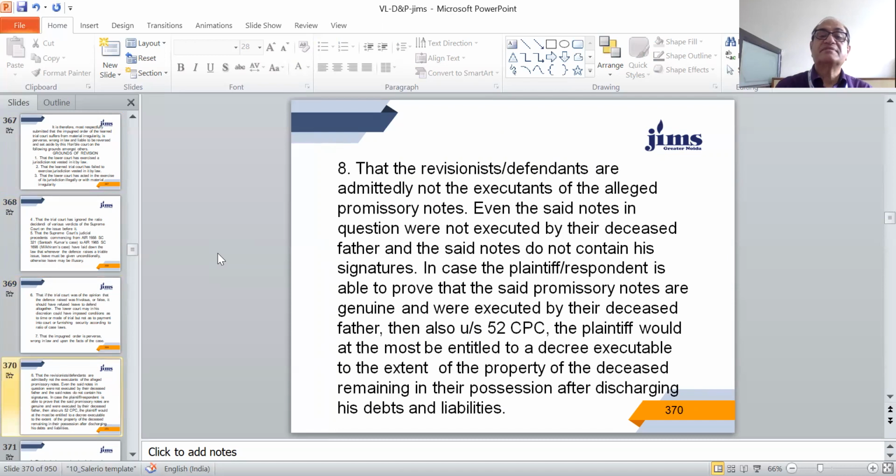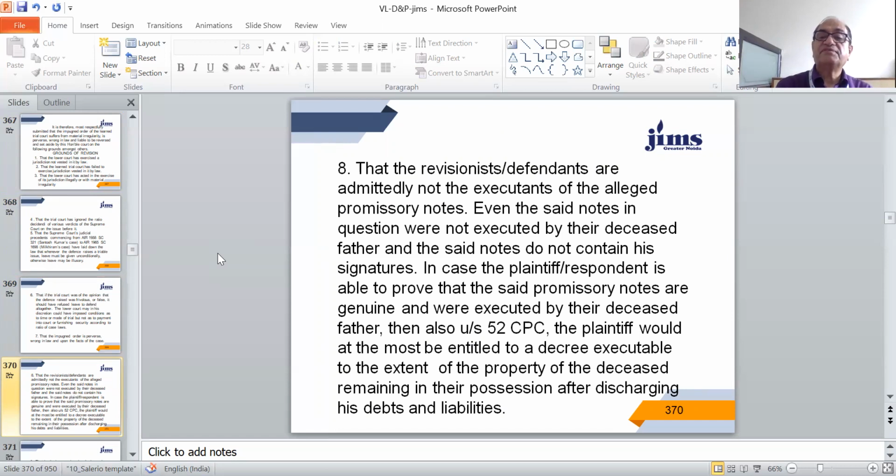And the 8th one is that the revisionists or defendants are admittedly not the executants of the alleged promissory notes. Why? Because their father had executed it. Even the said notes in question were not executed by their deceased father, and the said notes do not contain his signatures.